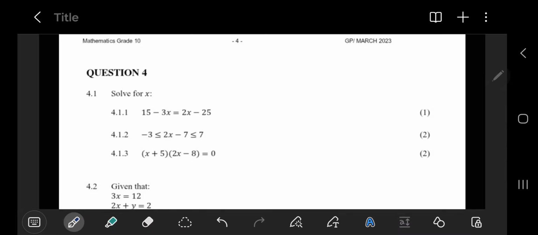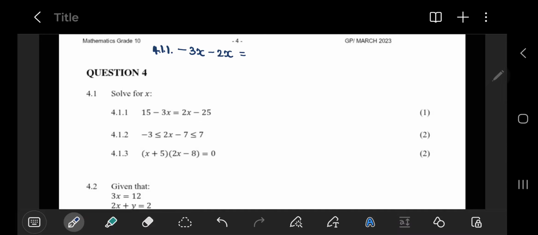We're now on to question 4, and 4.1 says solve for x. So in 4.1.1, we have 15 minus 3x is equal to 2x minus 25. We know that when we're trying to solve for x, our aim is to get x alone on the left-hand side. So let's actually start off by taking this negative 2 over to the left. When it goes over to the left, it is going to subtract. So we'll have negative 3x minus 2x.